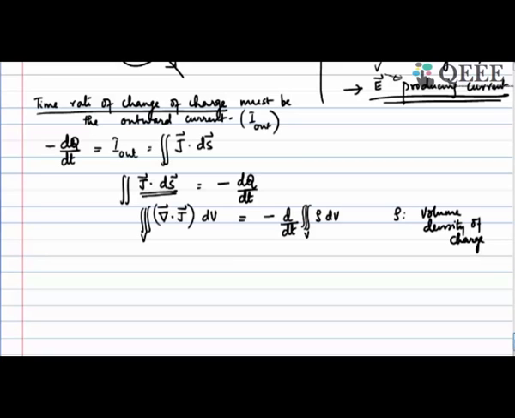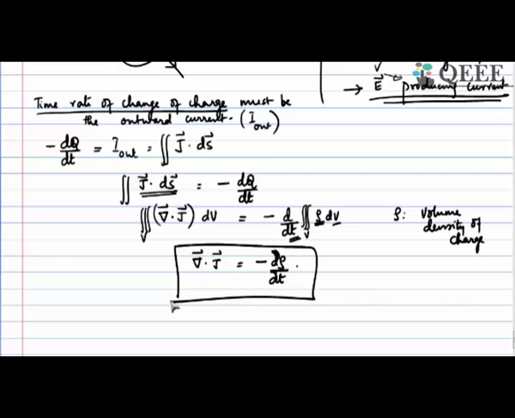So this would mean these two volumes are identical. So my del dot J must be equal to minus del rho by del t, because I could have rho changing as a function of time; rho could be a function of space and time. So del rho by del t. This is my equation of continuity.